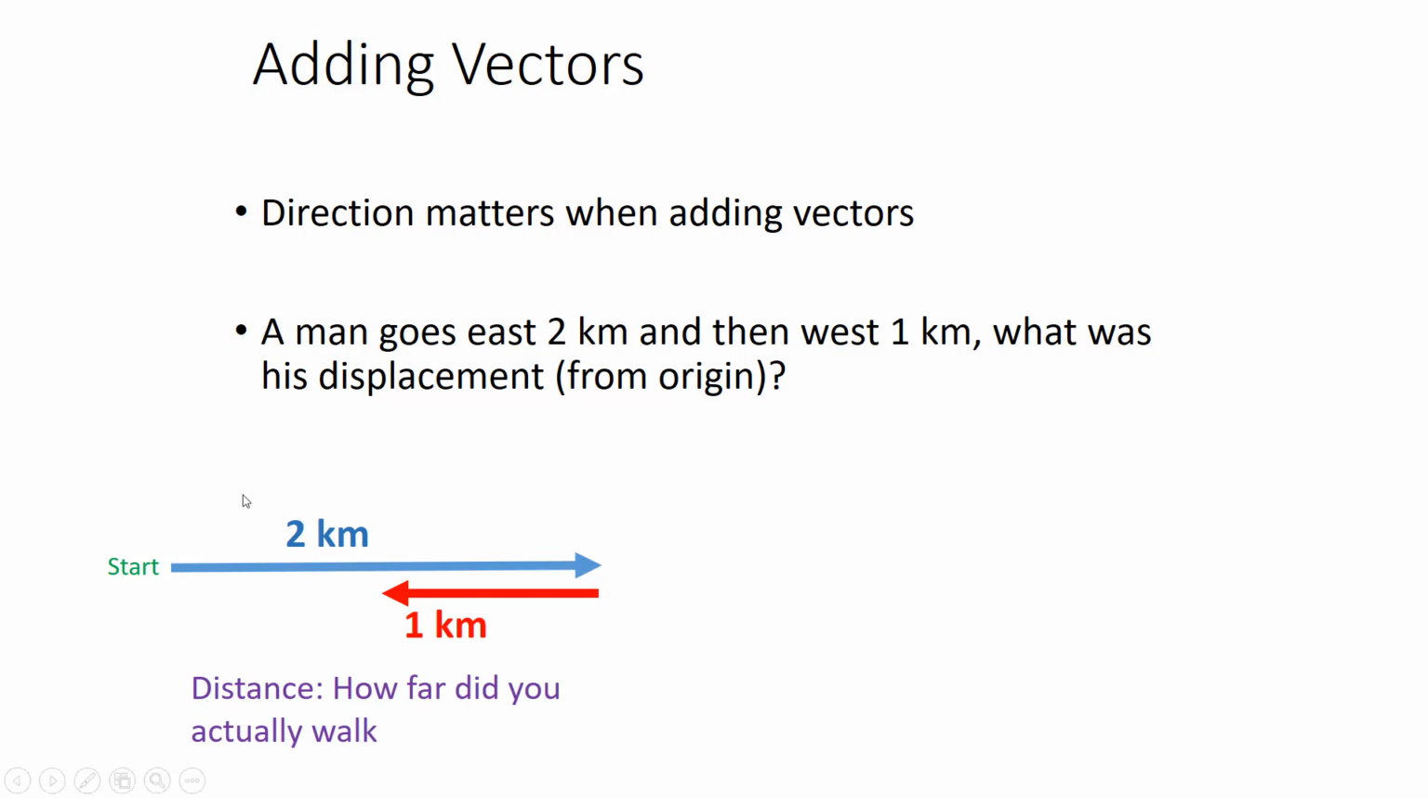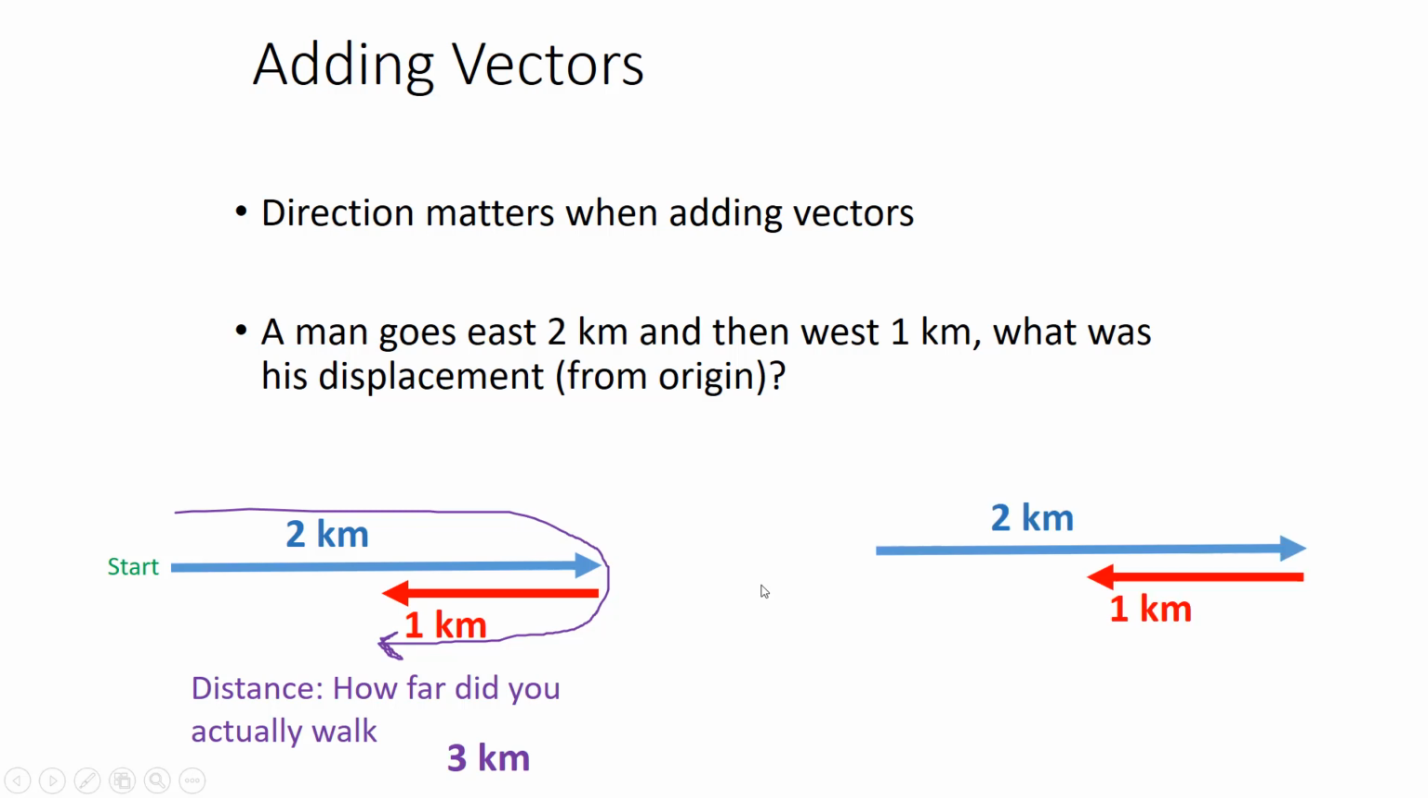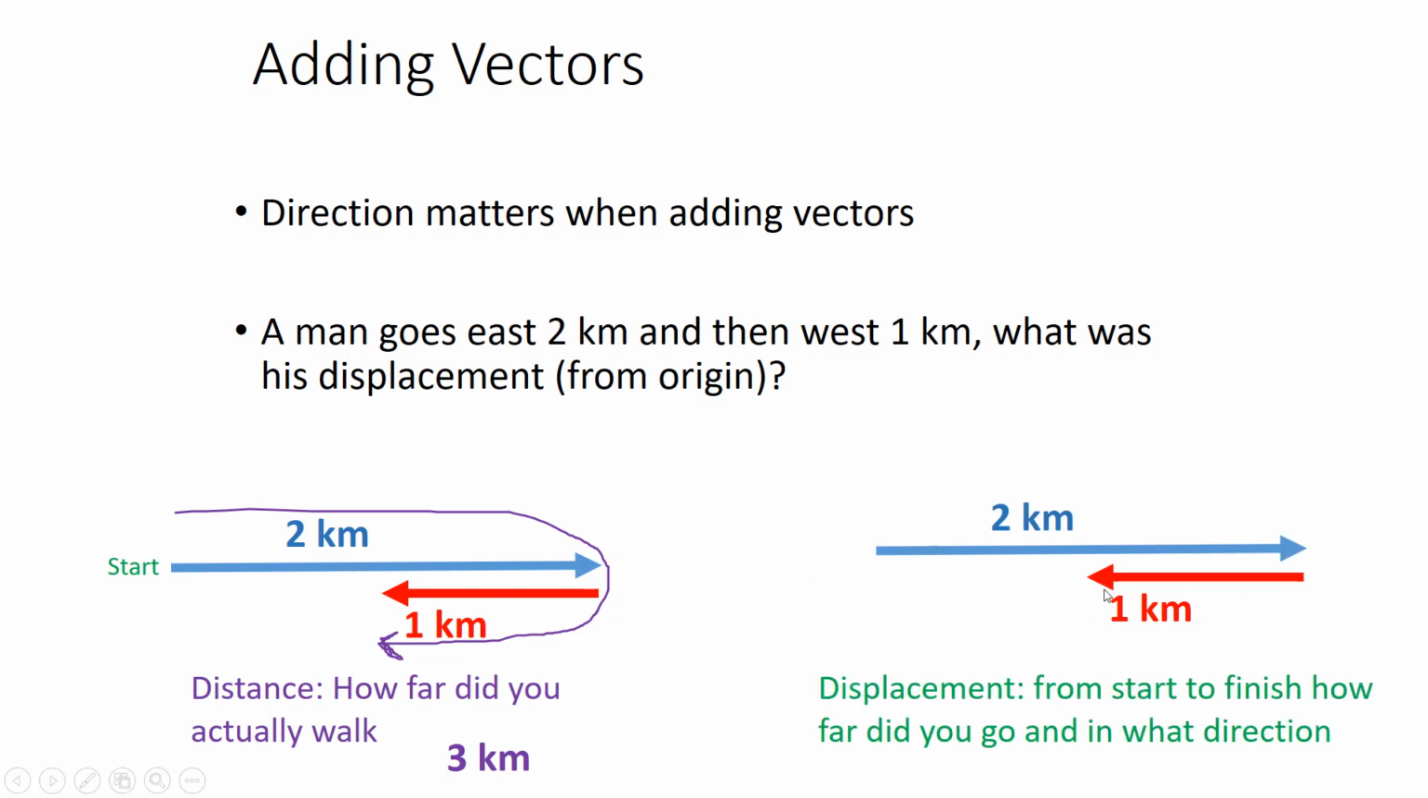So distance itself, not displacement, is going to be how far did you actually walk. So here you went 2 kilometers forward, you went 1 kilometer backwards. That's what you walked. You went through 3 kilometers. Whereas displacement is really from start to finish, where did you go? So this is what you'd have to describe for displacement. How far in what direction is this? This is your displacement. This whole thing is your distance.